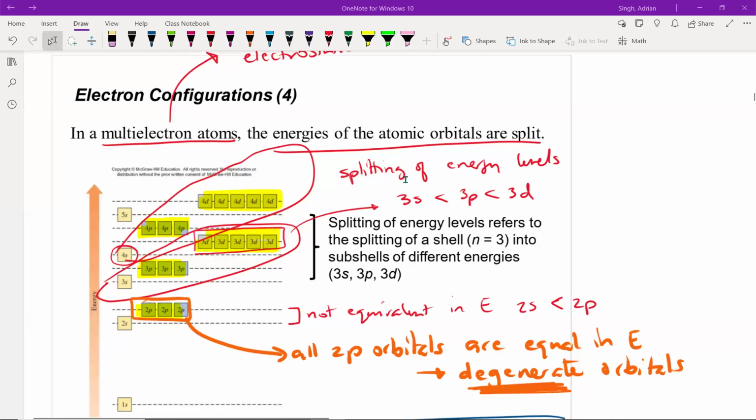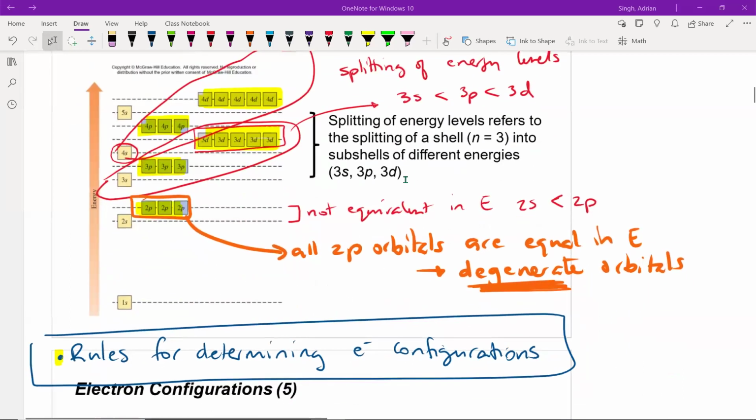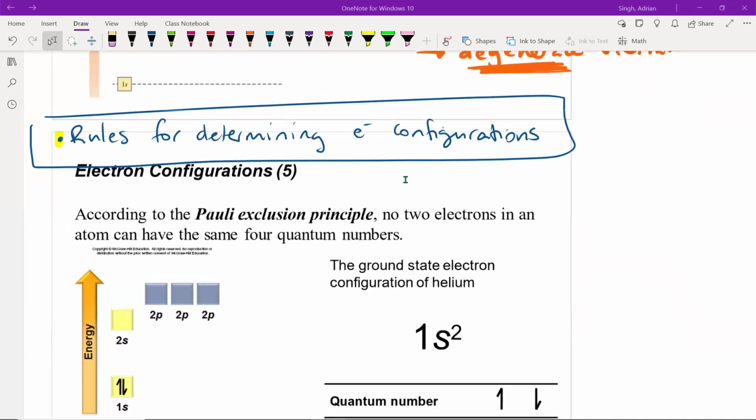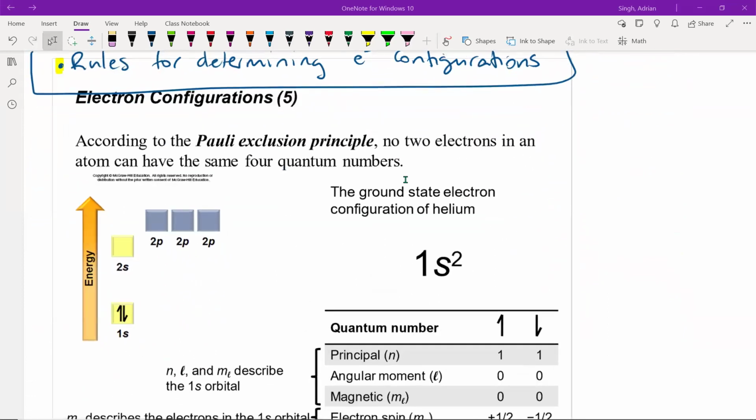So now we're going to take a look at some of the rules that we need to follow when it comes to deciding what the electron configuration for an atom or an ion, or whatever species we're looking at, is going to be. The first rule that we're going to use to guide us is called the Pauli exclusion principle. It is named after a scientist, Wolfgang Pauli. A lot of these are named after scientists, by the way. He was a physicist who won the Nobel Prize in Physics in the early 1900s.